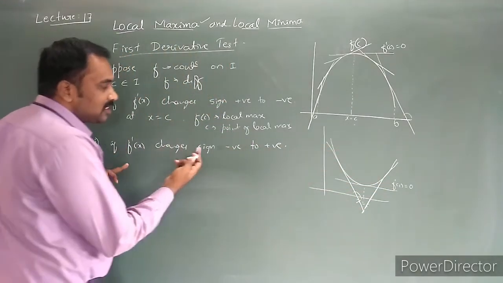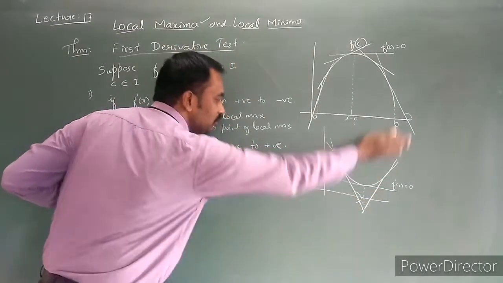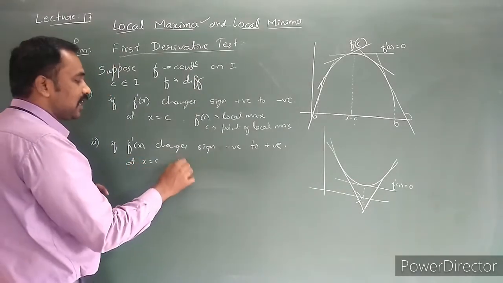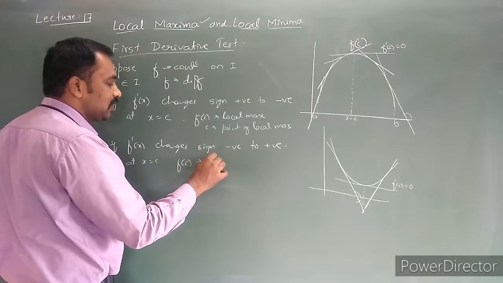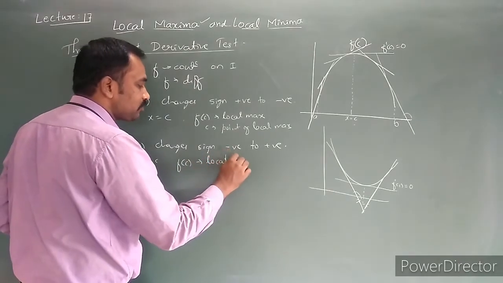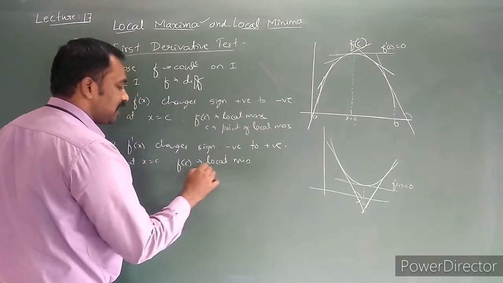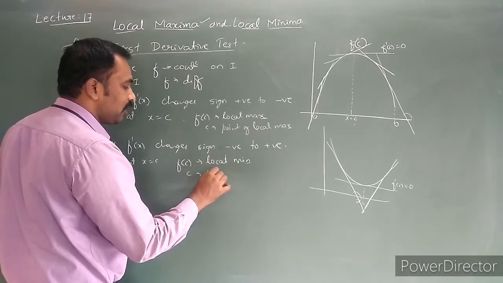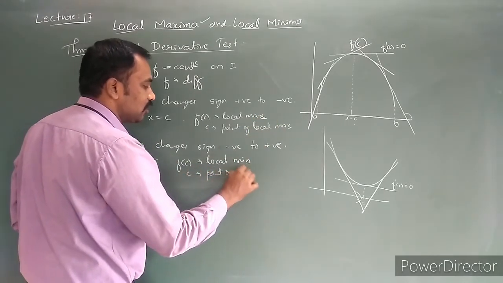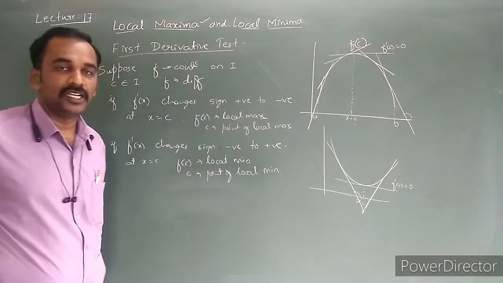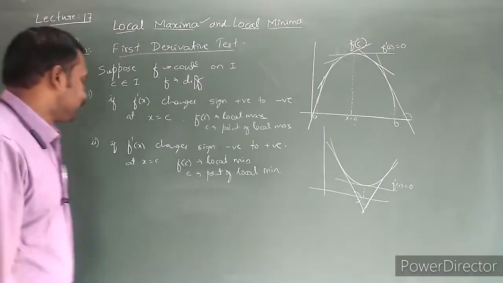Suppose f dash of x changes the sign from negative to positive at x equal to C. In that case, f of C is said to be a local minimum, and C is said to be a point of local minimum. Are you clear?